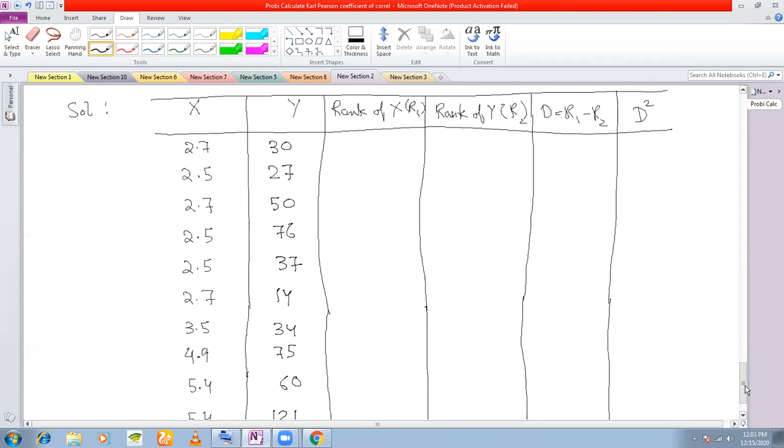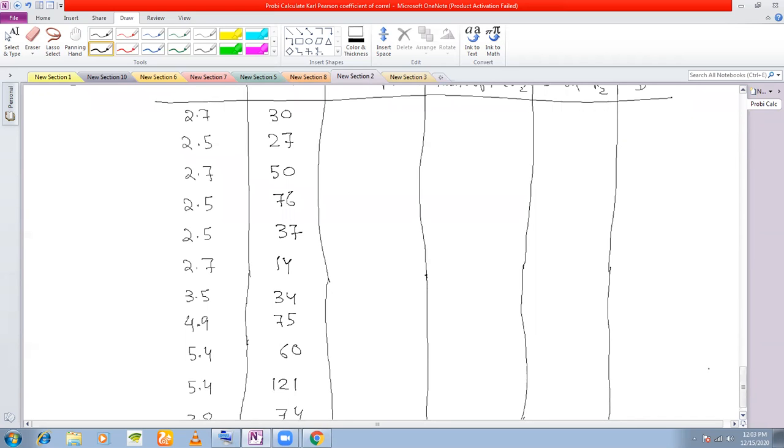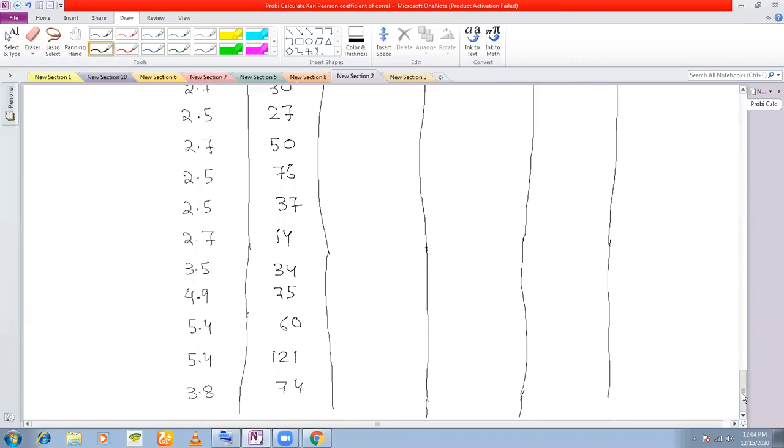So let's see, tied ranks. What happens? What should be the rank? What should be the first rank? Which one is the highest observation? If you see here, the highest observation is 5.4, but there are two 5.4s, right? So which one should I give 1 and which one should I give 2?